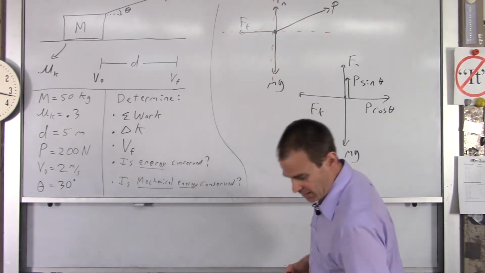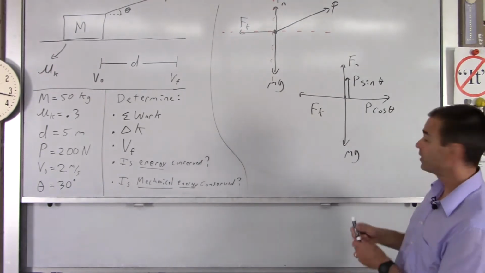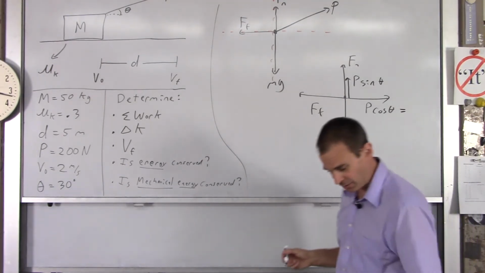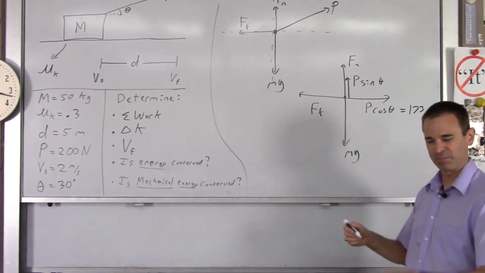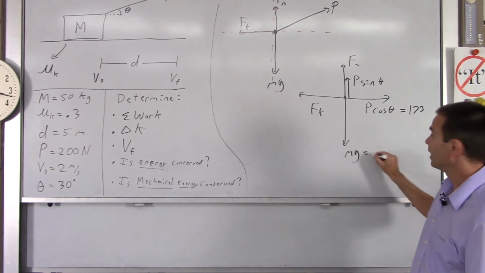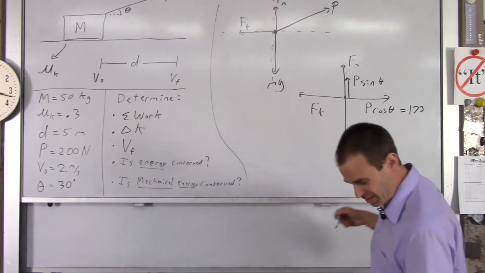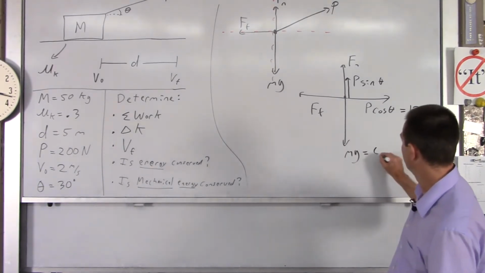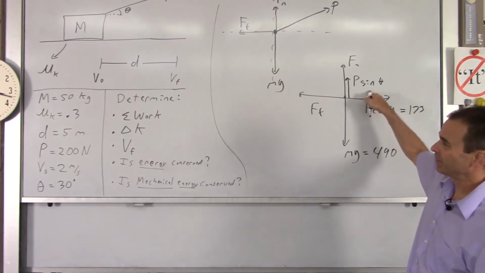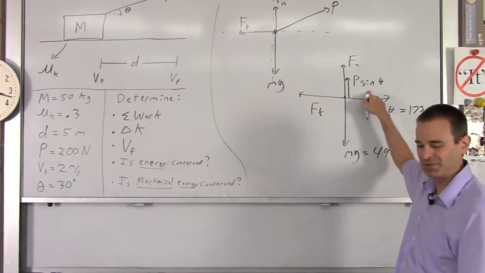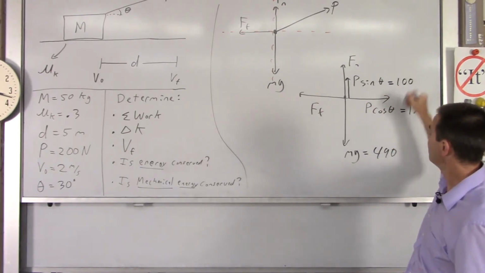Now, we can go ahead and determine these, okay? So if you take 200 cosine 30, you can try this out in your calculator, you should get 173 newtons, okay? I'm not going to label them all, but that's 173. mg, you take 50 times 9.8, you should get 490. Okay? P sine theta, no calculator on this one. You take 200 sine of 30. Well, sine of 30 is a half, so 200, half of that will be 100.